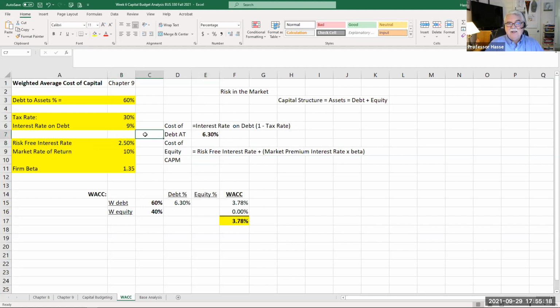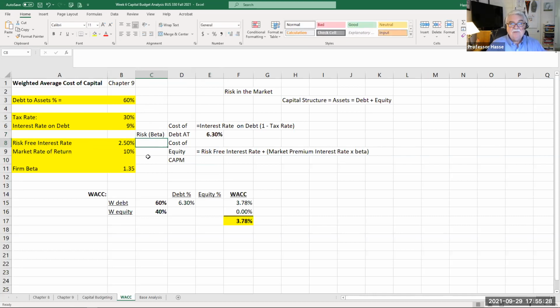2.5%. If I would take a look at the risk of this in the market, which is better known as the beta analysis, that would have a beta of 0. 0 risk, right? And here's why. If Melanie came to me today and said, Mr. Hasse, I got some money today. I got my hands on some extra money. Where should I invest it?